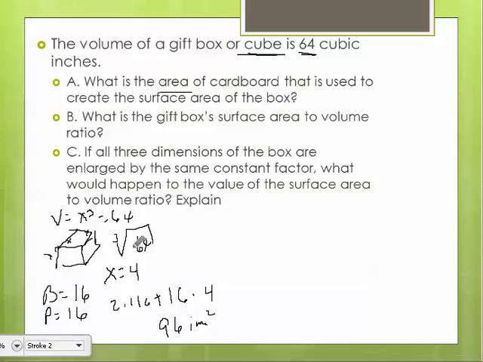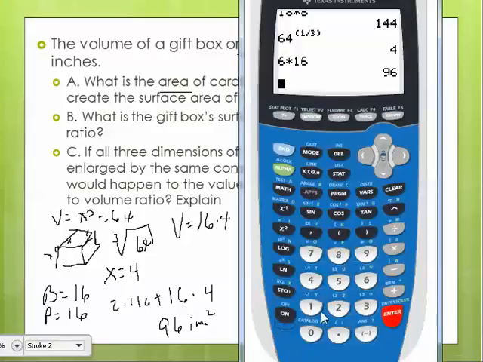Now, what's the volume? Well, the volume in this situation is going to be 16 times 4. So let me multiply that out real quickly. 16 times 4. And what do I get? 64.